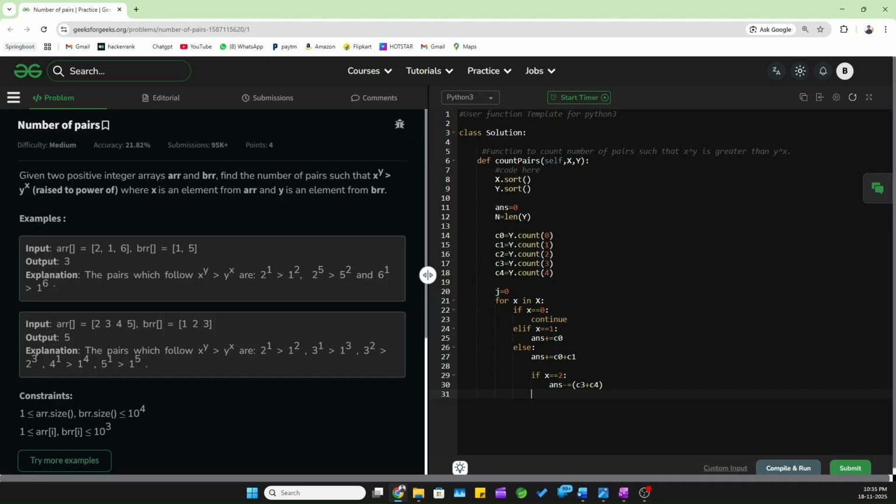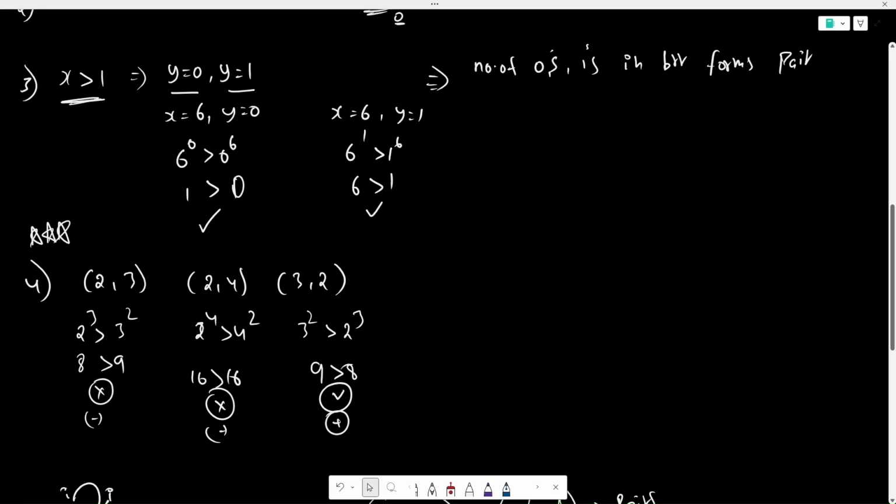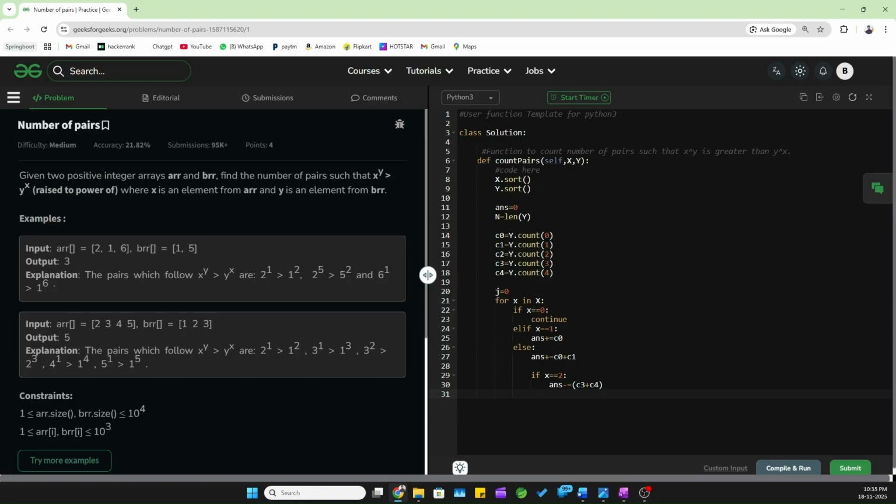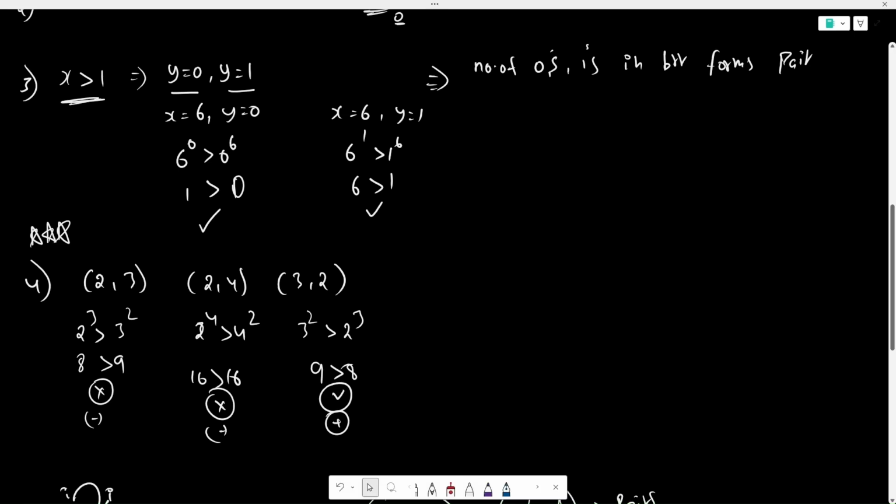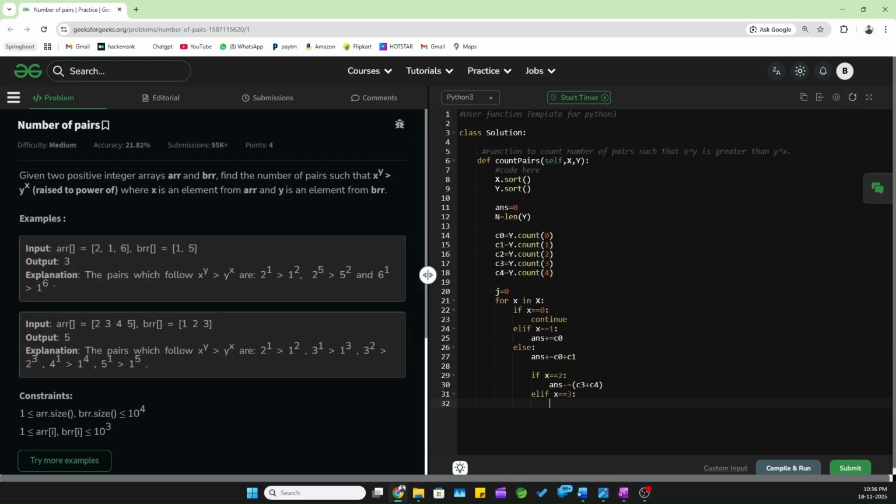That's it. I just need to minus C3 and C4 in the number of pairs. Now what is the next case? Whenever my x equal to 3, then what I need to do here, even though my condition is false, it satisfies, right? So here I need to add. So answer plus equal to y equal to 2 here. So number of 2's, C2. Very simple. So here we have handled all the exceptions.